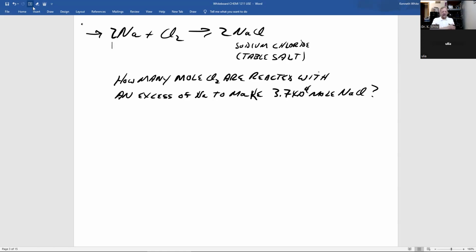All right, let's read this. How many moles of chlorine gas, Cl2, are reacted with an excess of sodium, Na, to make 3.7 times 10 to the fourth moles of NaCl, sodium chloride, table salt? So I promise we'll do this stepwise. First step, what are we being asked to find? What are we given? And that's your turn.